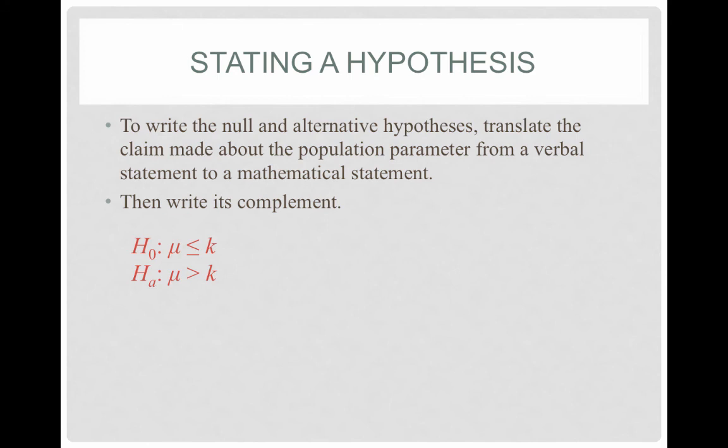Okay, so for example, if the null hypothesis is mu less than or equal to k, for some k, then our alternative hypothesis is going to be strictly greater than. Similarly, if our null hypothesis is mu greater than or equal to, then the complement, the alternative hypothesis, is going to be mu strictly less than. And then lastly, if our null hypothesis is an equal statement, so mu equal to some number, then our alternative hypothesis is going to be not equal to.